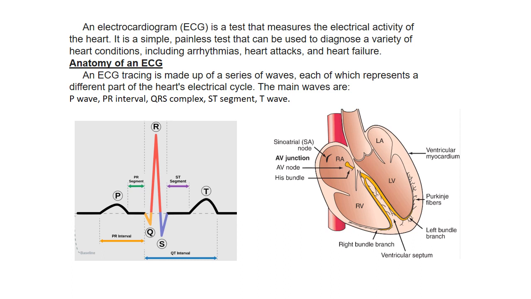An ECG tracing is made up of a series of waves, each of which represents a different part of the heart's electrical cycle. The main waves are P wave, PR interval, QRS complex, ST segment, T wave.